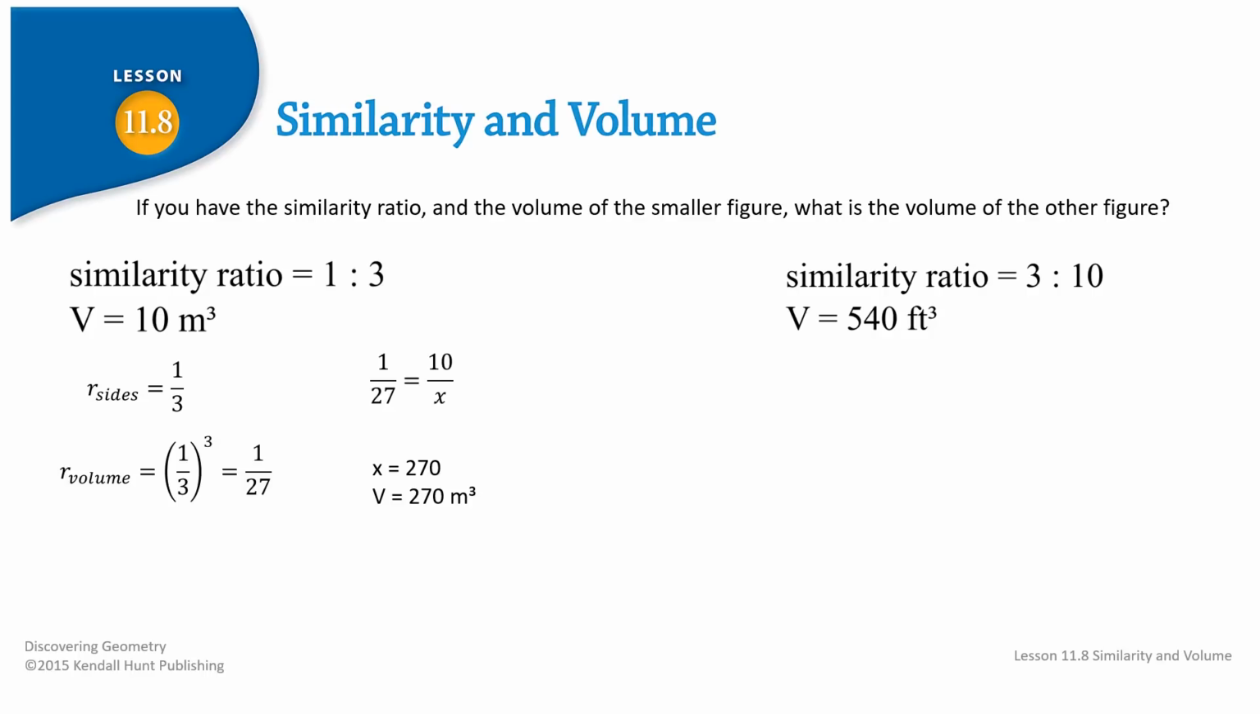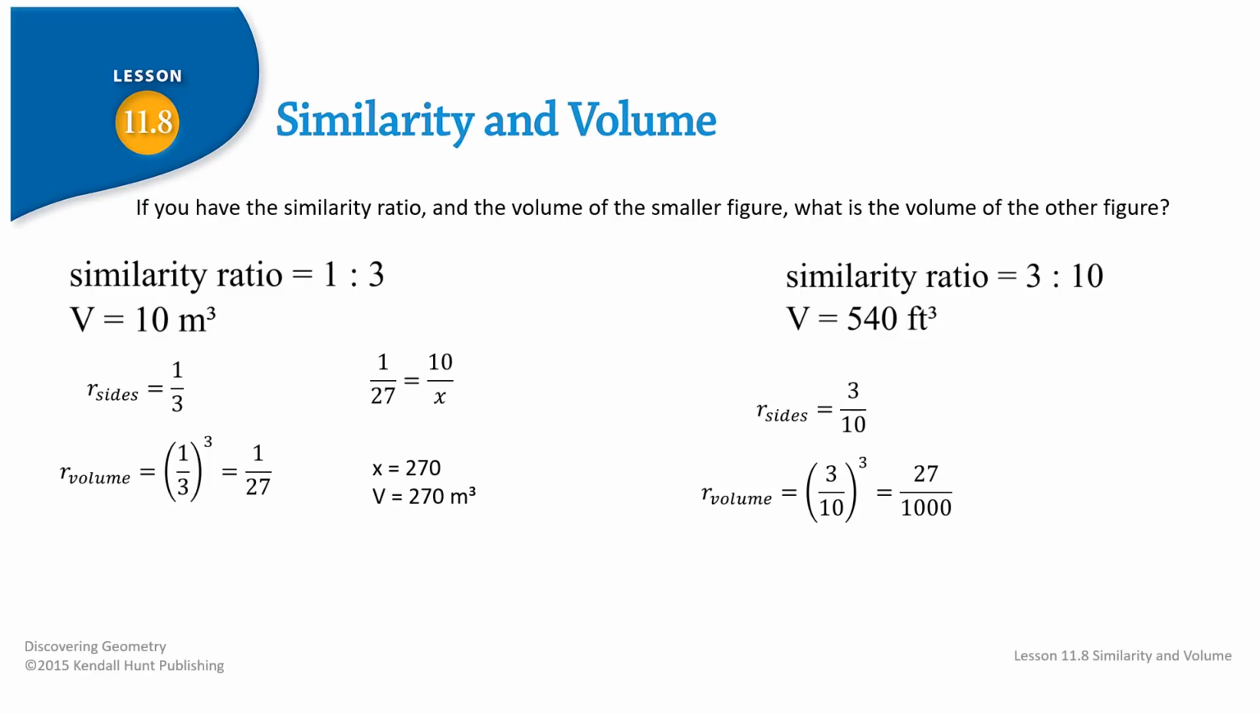Here we have a similarity ratio 3 to 10. The volume of the smaller figure is 540 cubic feet. We want to find out what's the volume of the larger one. Well, let's look. The similarity ratio of 3 to 10 means that's the side ratio. I need the volume ratio in order to finish the problem. So that means I have to cube it. So 3 to the third power is 27. 10 to the third power is the same thing as 10 times 10 times 10, which is 1,000. You can see these numbers get really large really fast when we cube it.